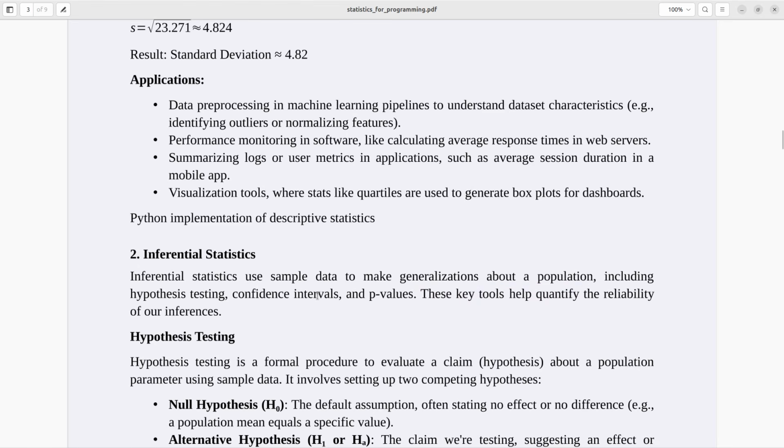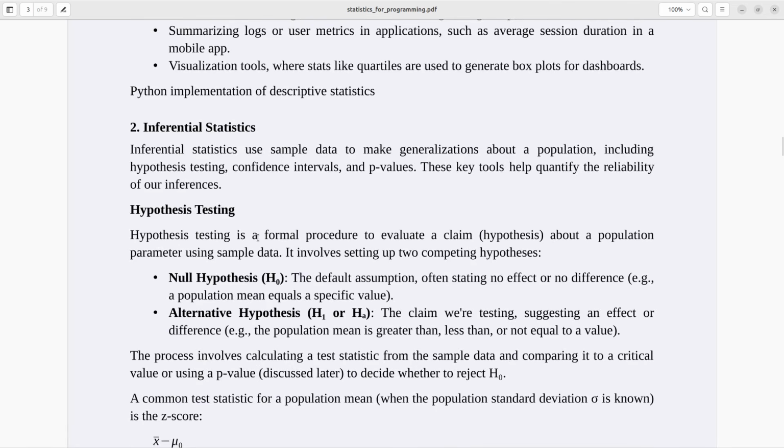So the first thing to discuss is hypothesis testing. It is a formal procedure to evaluate a claim, which is also called a hypothesis, about a population parameter using the sample data. It involves setting up two competing hypotheses. What are they? One is called the null hypothesis. We also call it H0, and it is the default assumption, often stating that we have no effect or no difference in a given operation. For example, we can say that a population mean equals a specific value. Okay, that is our null hypothesis. We don't expect things to change after something is done. If that's the case, we would have the null hypothesis.